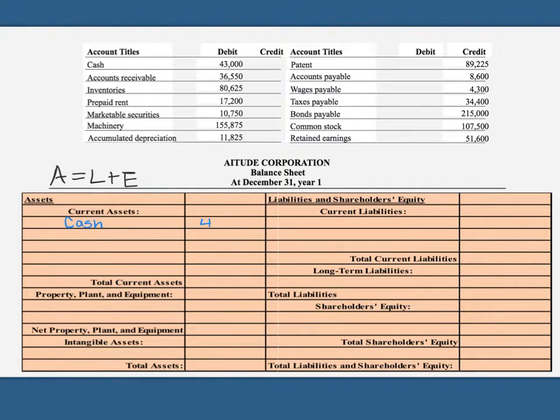for $43,000. We have accounts receivable. We normally assume accounts receivable will be converted to cash within a year. It's normally much less than that. So that's another current asset. And this will be for $36,550. Okay. Next, we have inventories. That's another item we consider that will be converted to cash within 1 year, so it will also be a current asset.